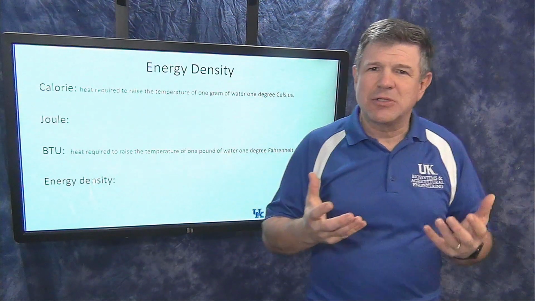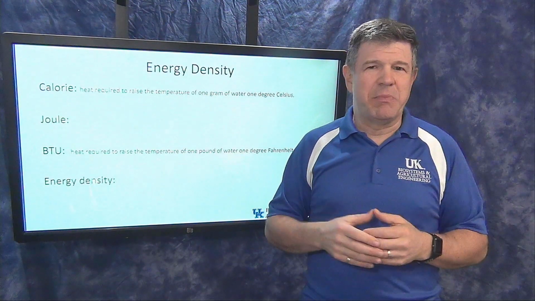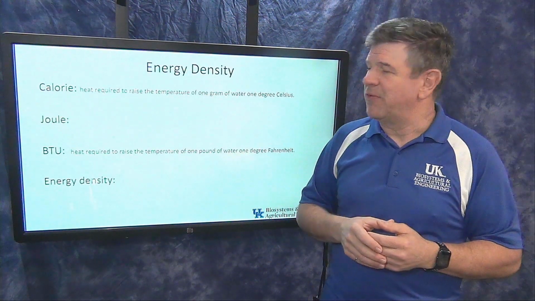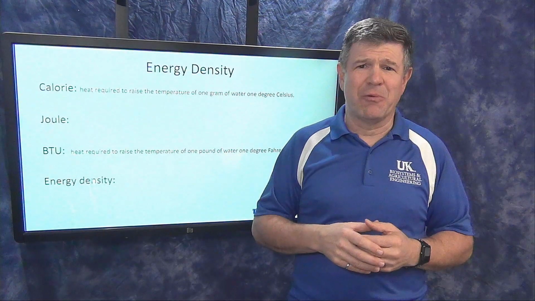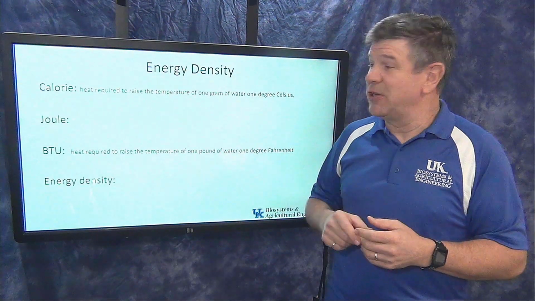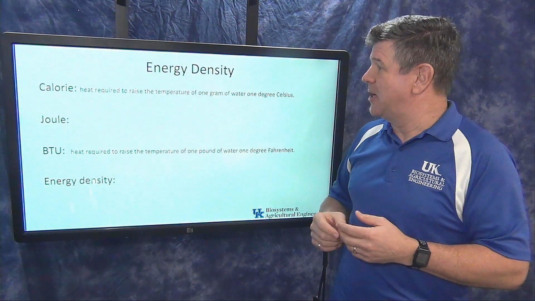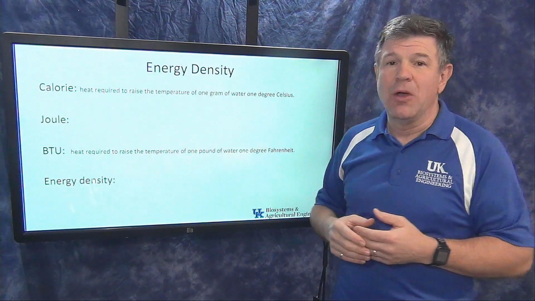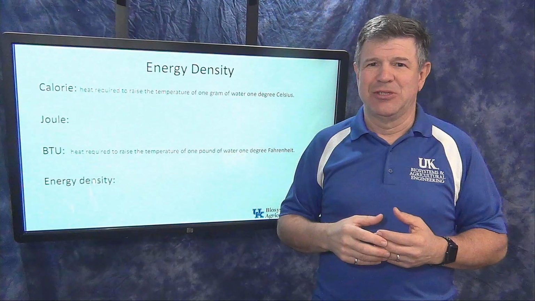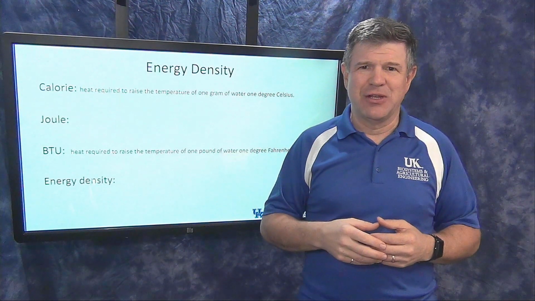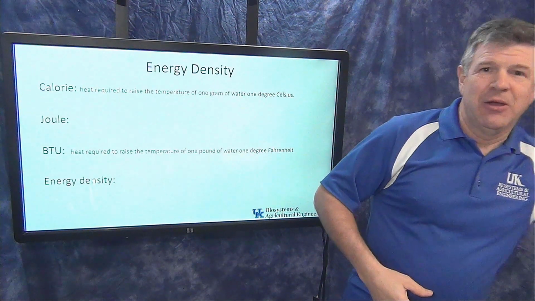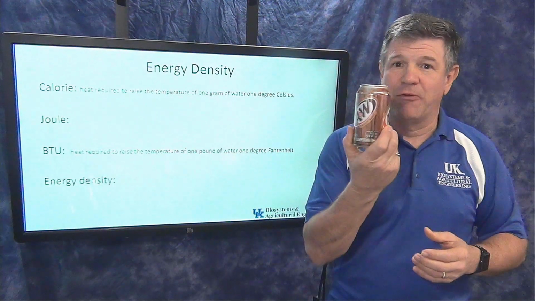Now, most of us are familiar, at least basically, with the concept of a calorie. So we've heard that word. We've talked about calories. The official definition of a calorie is the amount of heat required to raise the temperature of 1 gram of water 1 degree Celsius. So that's its official definition. So where have we seen that? We've seen this in our food products, right?